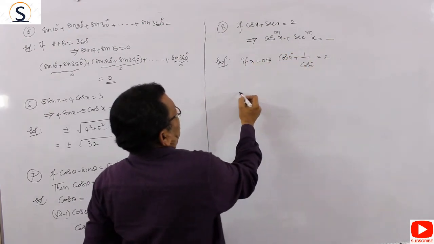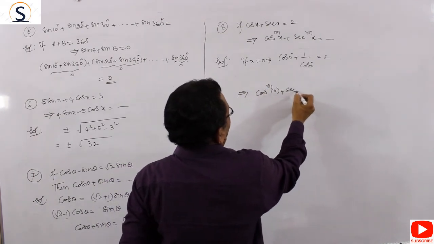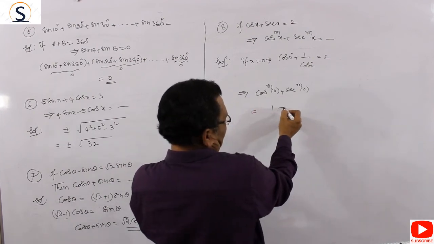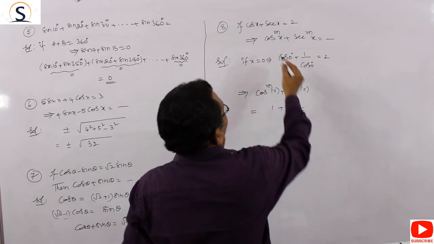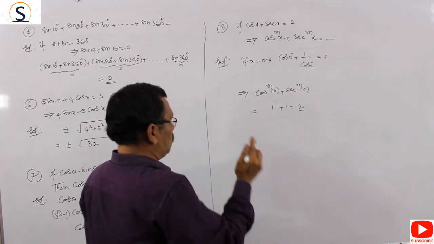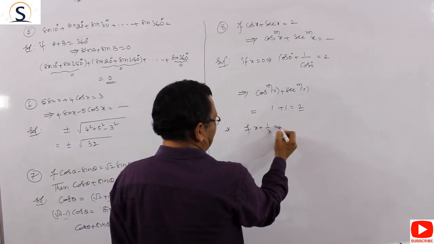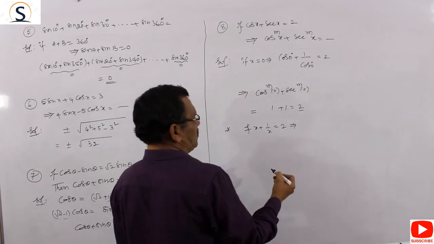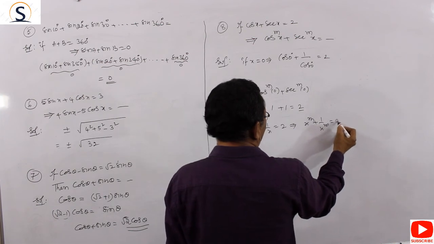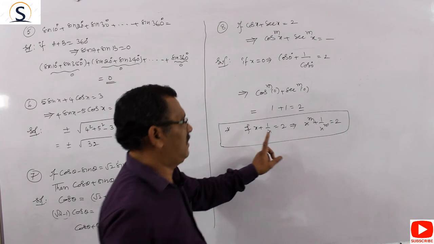Therefore, you substitute x is equal to 0 in this. This implies cos power m of 0 plus secant power m of 0. This is also equal to 1 plus 1. This is also 2. Therefore, cos power mx plus secant power mx is equal to 2. So, here is a formula. If x plus 1 by x is equal to 2, that implies x power m plus 1 by x power m is also 2. This formula you remember.